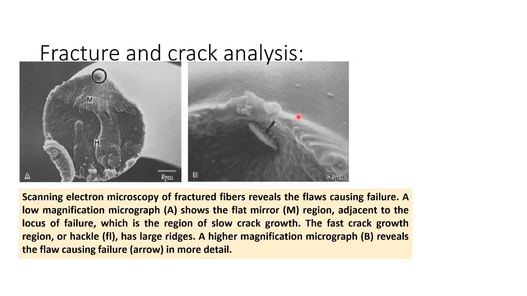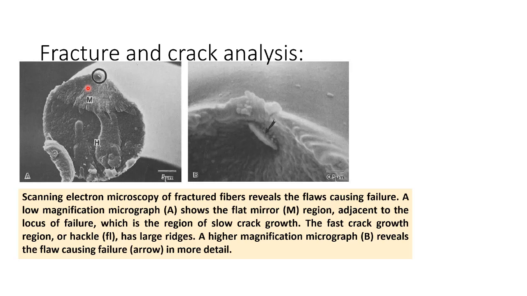So fractures and crack analysis can also be done. This is the image of a fractured fiber, and it reveals the flaws which are caused because of failure. This image shows the flat mirror near the region M, adjacent to the locus of the fracture. So this is the locus, or starting point, of the fracture.